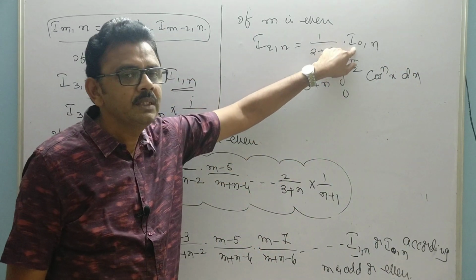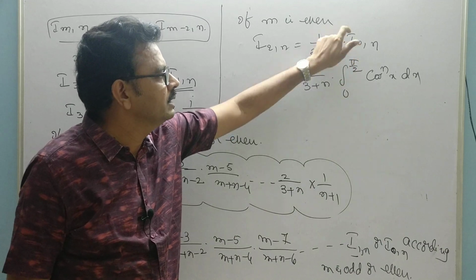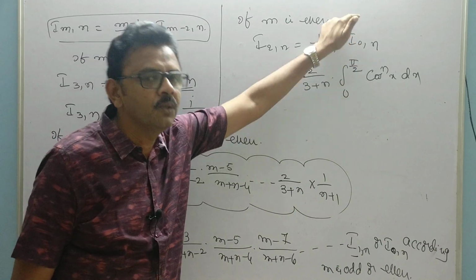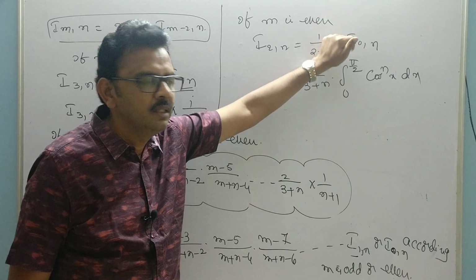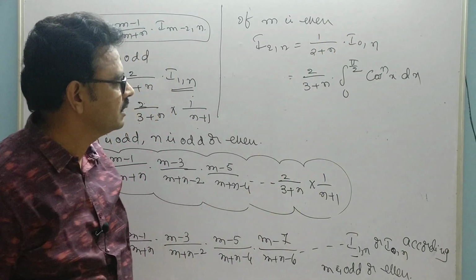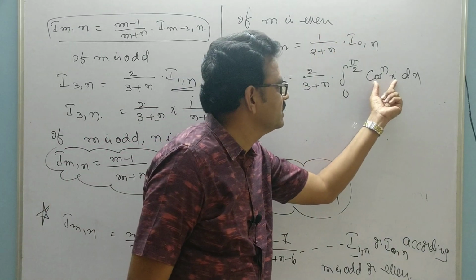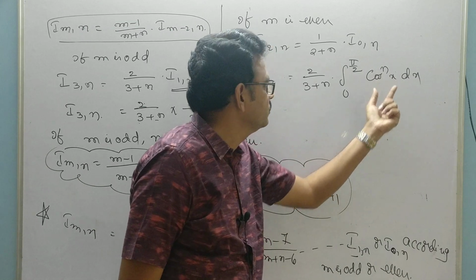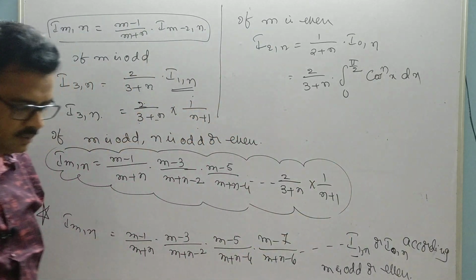0 means what? In place of m we write 0. The integral 0 to pi by 2 of sin power 0x means that is 1 into cos power nx. Now again we have two expansions for this.